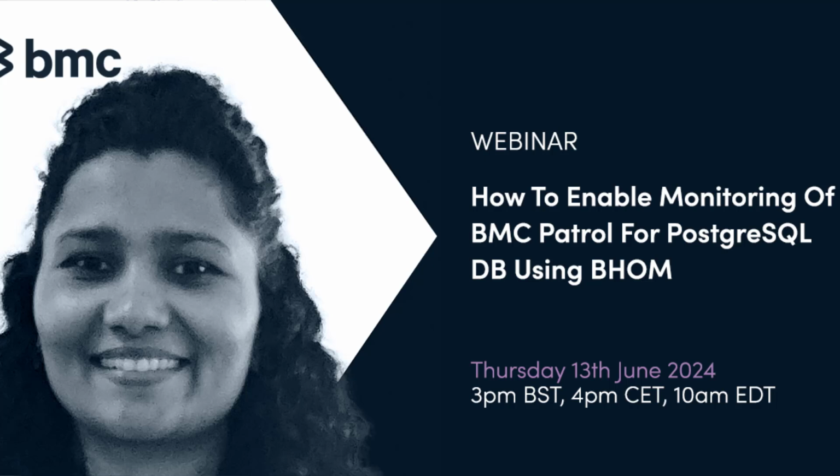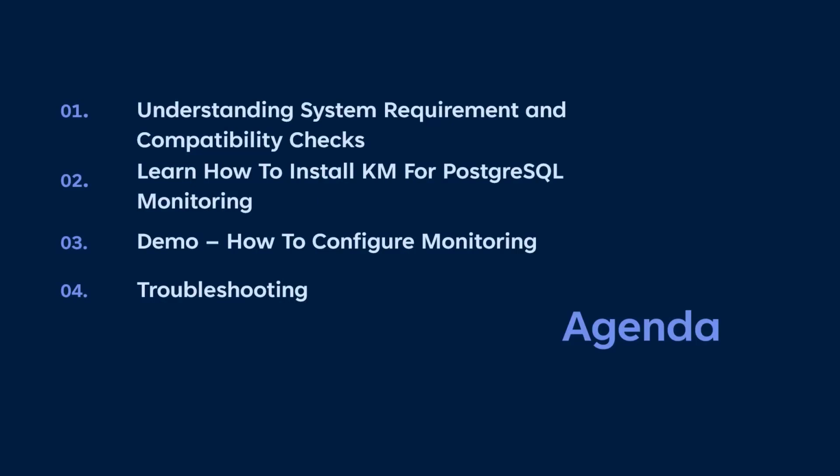In this presentation, I'll be covering how to enable monitoring for PostgreSQL using BMC Helix or BHOM. In this webinar, we will learn and understand system requirement and compatibility checks before installing QM and configuring the monitoring. Then we will have a look at how to create a package from the BHOM console and how it can be deployed in two ways, that is QM and run silent install.